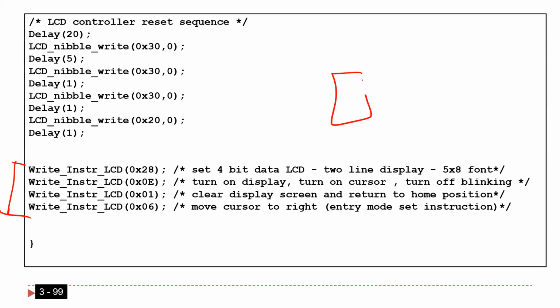So every character has 5 by 8 points. So this is just configuration. So I have to send 28. After that, I'm going to send 0E. What is 0E going to do? 0E is going to turn the display on. It's going to turn the cursor on.